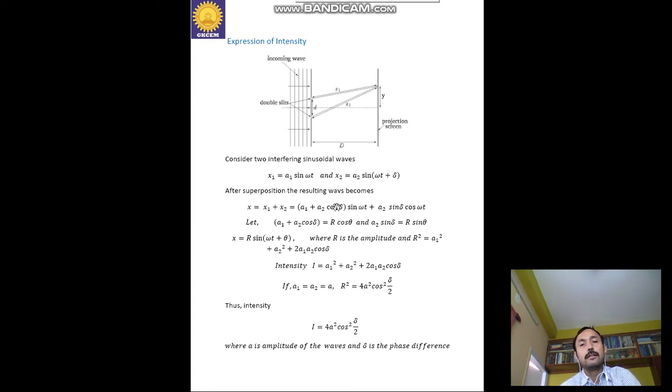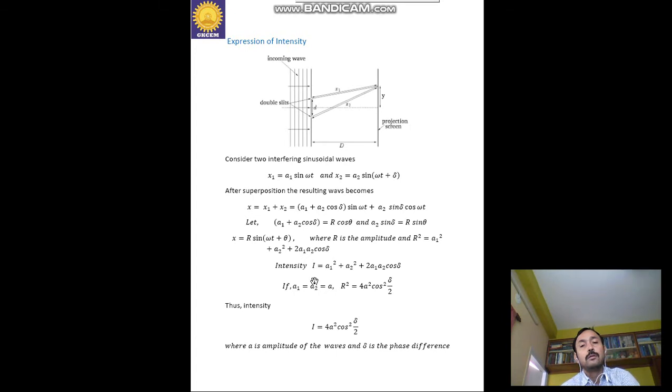After superposition, the resultant wave becomes x = x1 + x2, and after doing this we will get this expression. Now consider a1 + a2 cos δ = R cos θ and a2 sin δ = R sin θ. Substituting these two, we get the displacement x = R sin(ωt + θ), where R represents the amplitude and R² = a1² + a2² + 2a1a2 cos δ. We know the intensity is proportional to the square of the amplitude.